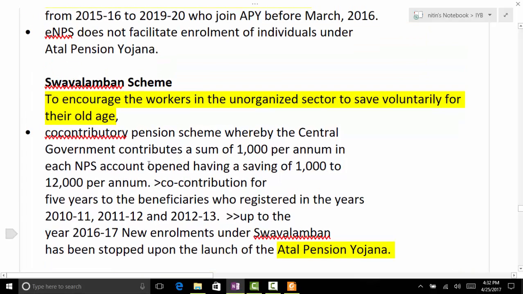And what is their health scheme for the unorganized sector? Health schemes. Pradhan Mantri Rashtriya Swasthya Bima Yojana.